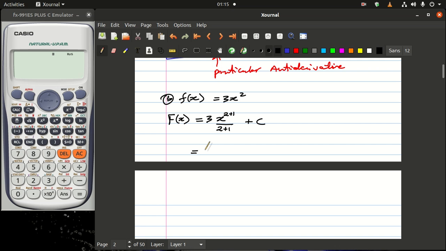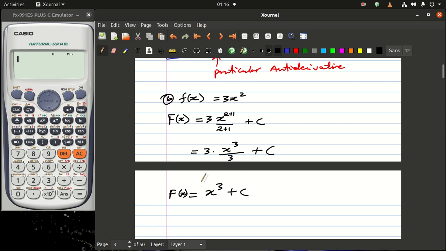So this antiderivative is going to be 3 times x raised to 2 plus 1, which is a 3, divided by 3, plus a c. And then this 3 and that 3 are going to cancel out, and you have x cubed plus c. And this is going to be the most general antiderivative. And when you take the derivative of that, you get that exactly.